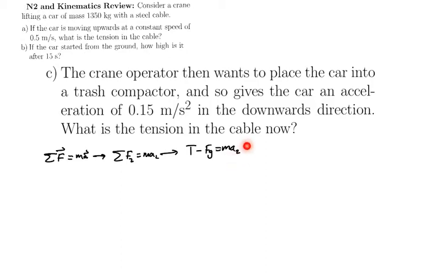Of course, now we have a different acceleration. Instead of 0, the acceleration is negative 0.15 meters per second squared. Negative because it's in the downwards direction, and I had already specified that T is a positive number, the tension is in the positive direction, and gravity is in the negative direction. So this is a negative number. So now I just need to solve this equation for T.